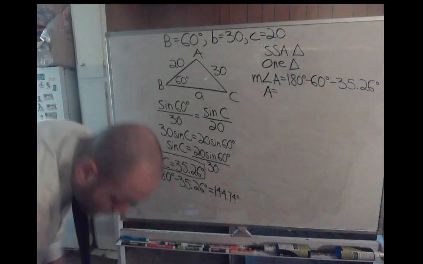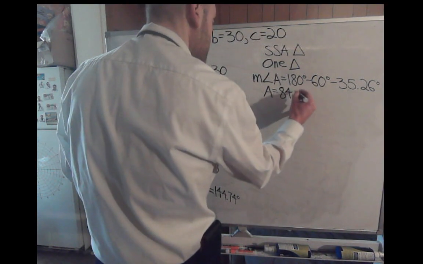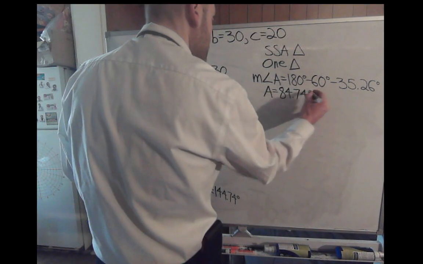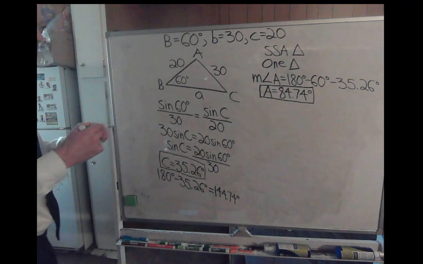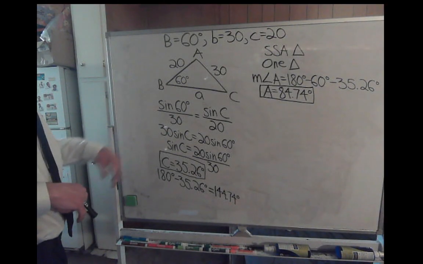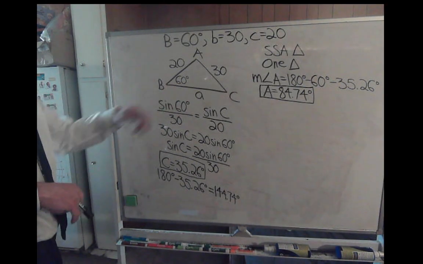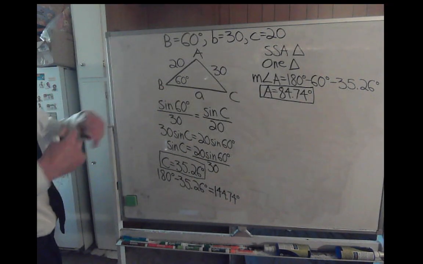You would get 84.74 degrees. So now we know all three angles. Angle A would be 84.74 degrees. Now the only thing that's missing is side A. Well, let's take the law of sines.